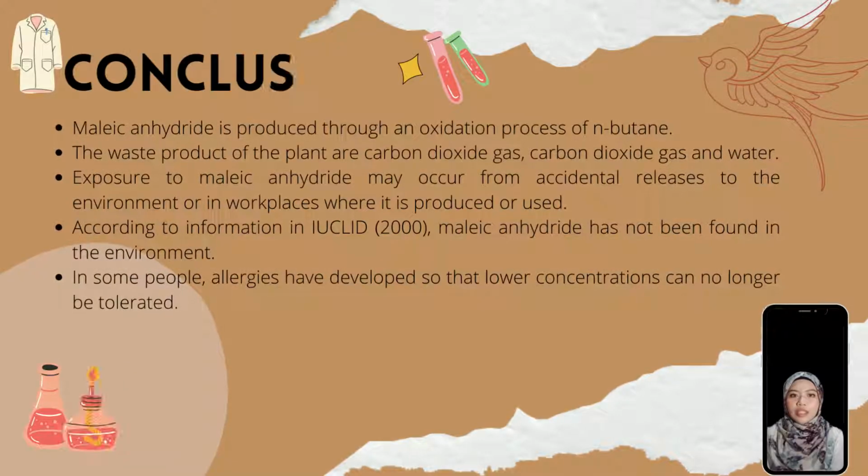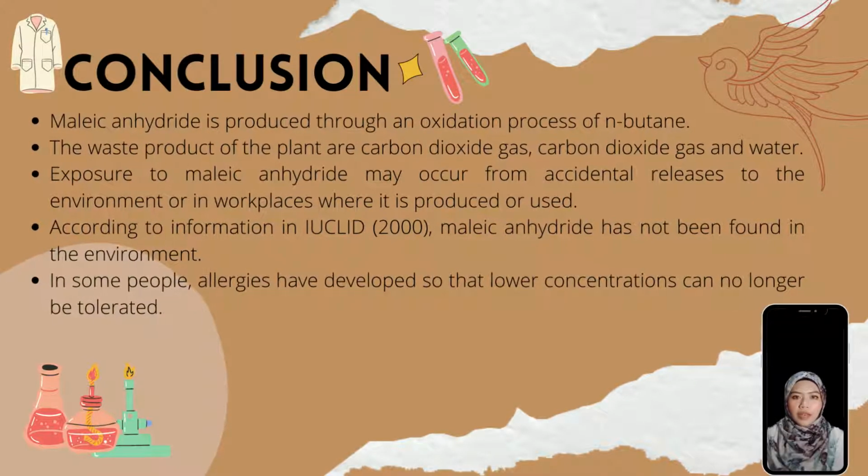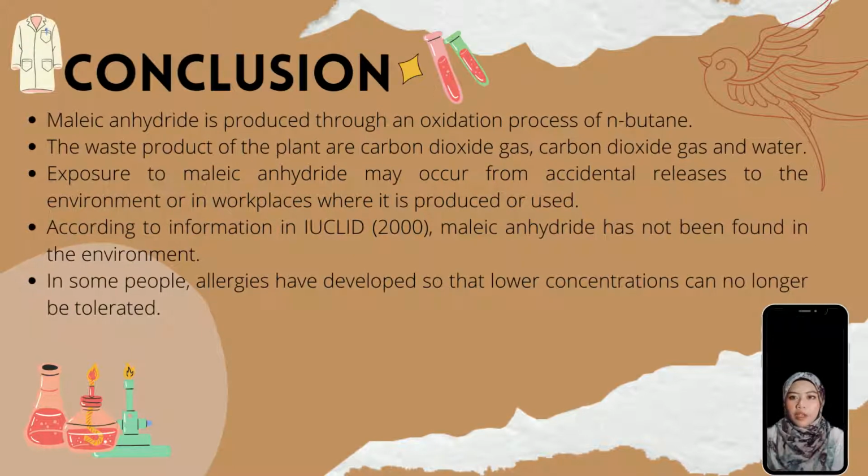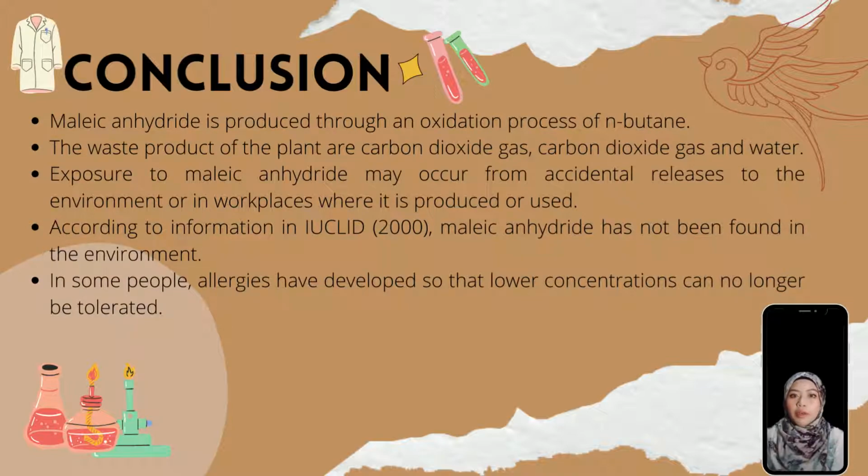The next is the conclusion. Maleic anhydride is produced through an oxidation process of n-butane. The waste products of the plant are carbon dioxide gas and water. From the profitability analysis, it was concluded that the production of maleic anhydride using the process conditions simulated is very feasible.